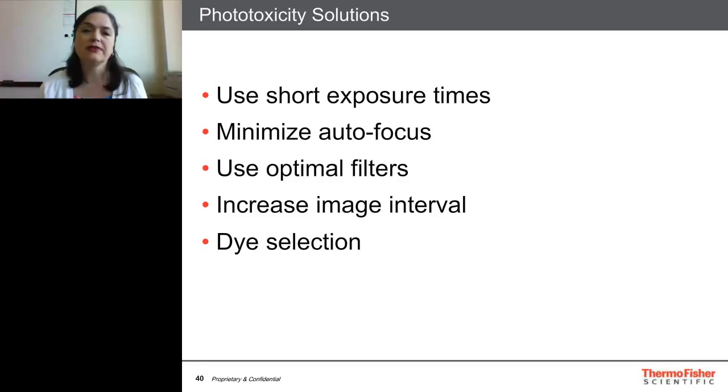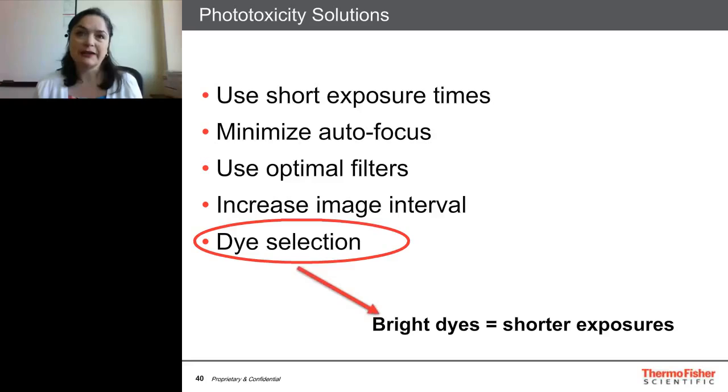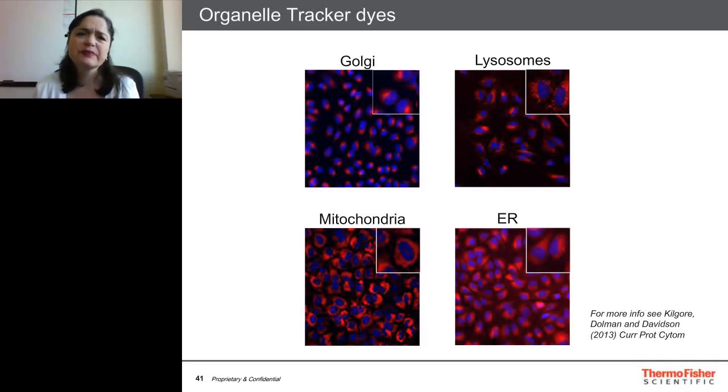And the last thing you can do is around dye selection. So basically, the brighter the dye, the shorter the exposure time, and a dye matched to its filter will also allow you to have much shorter exposure times. So what are some common really bright dyes that are good to use when we're trying to do cell biology, live cell imaging? Organelle Tracker dyes are nice because they are very bright and specific. You can see them here labeling the Golgi in red, and in each case the nucleus is labeled in blue.